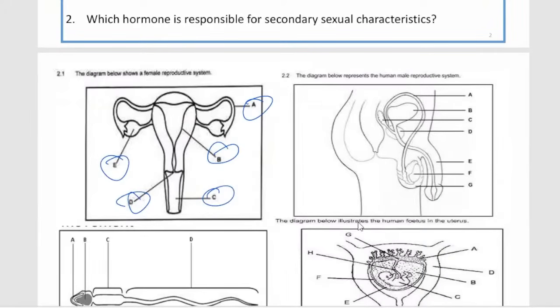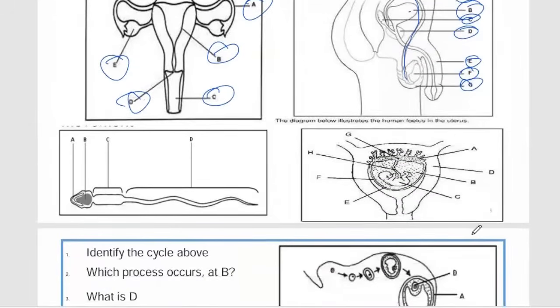Yes. Then we go here. If you look at this here, we see that this is vas deferens. Then this is the bladder. Then we say that this is the seminal vesicles. This is prostate gland. This is the penis. This is the testis. And then this is the scrotum. You see? So now you are able to answer each and every part.